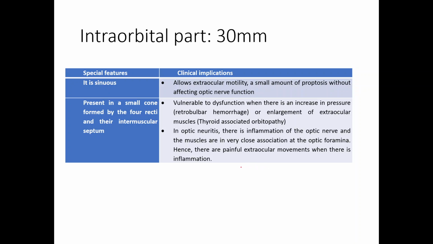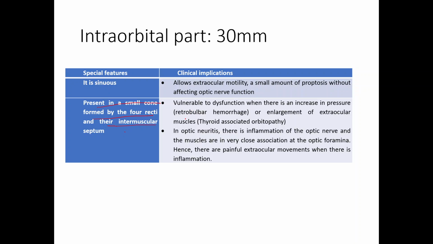Next, coming to the intraorbital part, it is about an inch, so it is 25 to 30 mm in length. It is sinuous. So what is the use of having a sinuous course? It allows extraocular motility and a small amount of proptosis without affecting the optic nerve function. But the optic nerve is present in a very small cone formed by the 4 recti muscles and their intermuscular septum. So it forms like a closed space. So whenever there is a rise in the pressure in this space, it leads to dysfunction of the optic nerve.